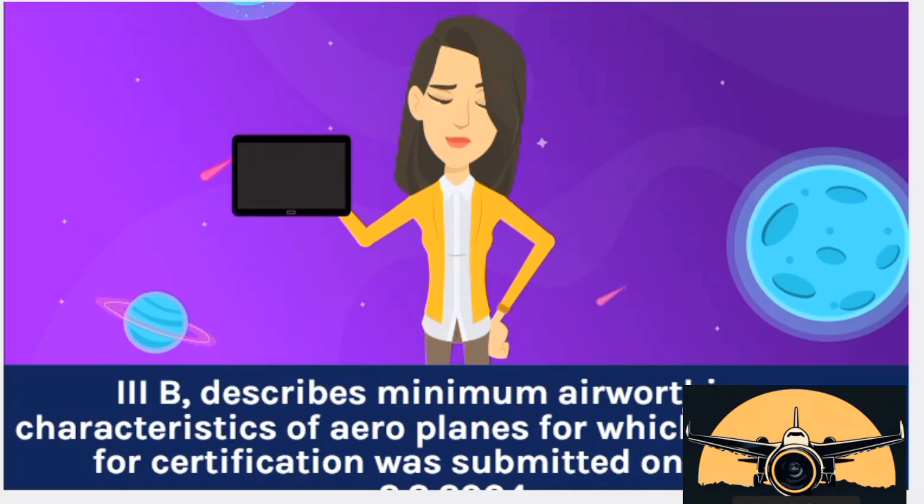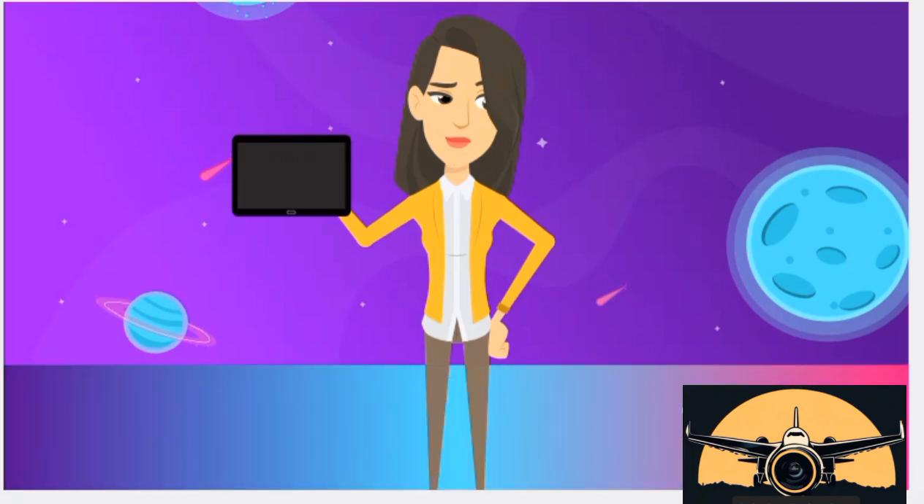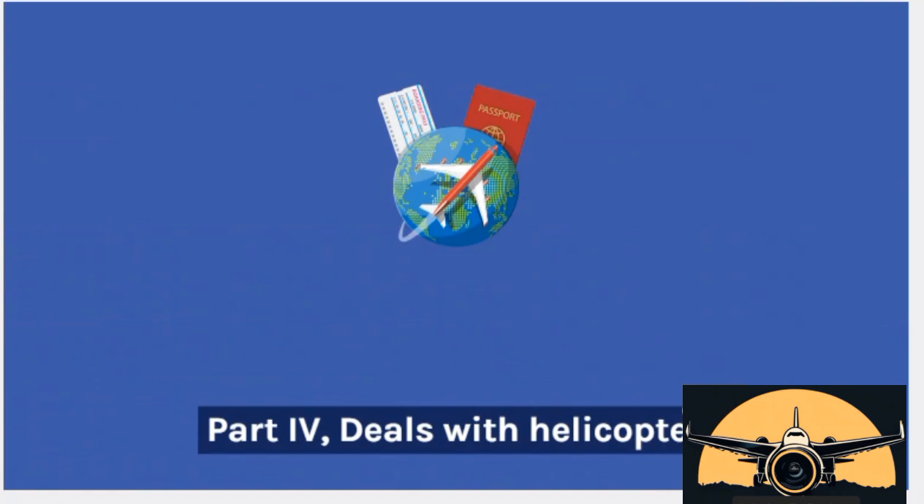3B describes minimum airworthiness characteristics of aeroplanes for which application for certification was submitted on or after the 2nd of March 2004. Part 4 deals with helicopters.